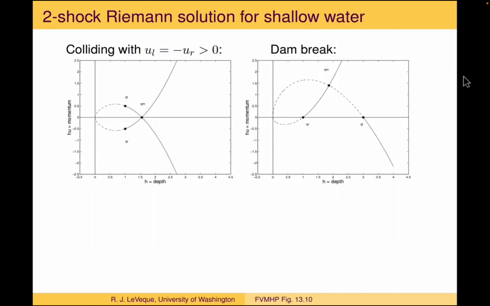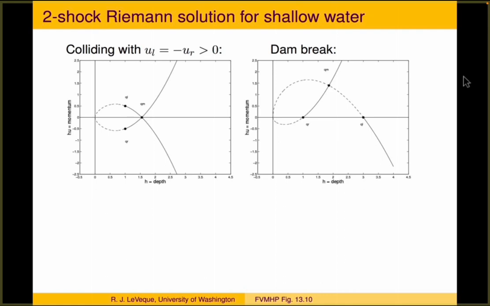So again, the picture on the left was a case where the 2 shocks in the Riemann solution is the correct Riemann solution. But if we go back to the dam break problem that I showed at the very beginning, that was a situation where the left state had one depth and the right state had a smaller depth. So HR was greater than HL, and the velocity was initially 0 in both states. So they both lie along the HU equals 0 line. So they're oriented this way in the phase plane.